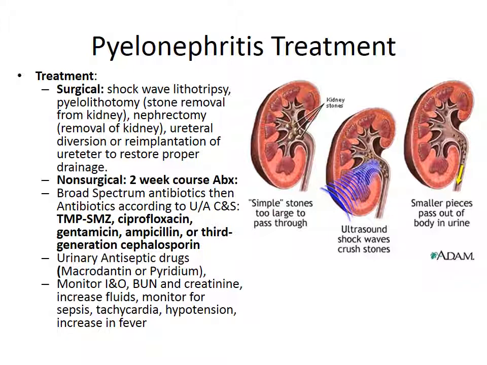Some of the common antibiotics that are used in these types of patients are TMP-SMZ, ciprofloxacin, gentamicin, ampicillin, or third-generation cephalosporins. Urinary antiseptic drugs such as Macrodantin or Pyridium are often given, and Pyridium also helps to decrease pain in these patients. Monitor I&O, BUN, and creatinine, increase fluids, and monitor for sepsis, tachycardia, hypotension, and an increase in fever.